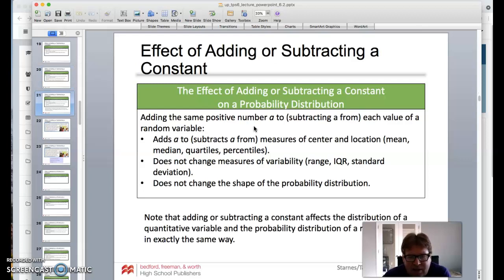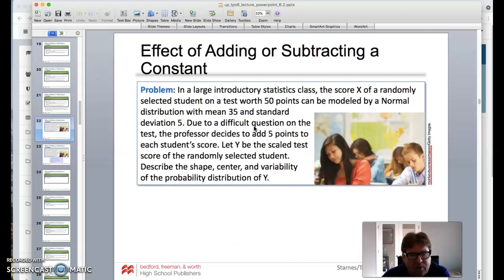Again, note that adding and subtracting a constant affects the distribution of a quantitative variable and the probability distribution in exactly the same way. That's very similar to what we talked about before in chapter 2. Okay, let's take a look at another case here.